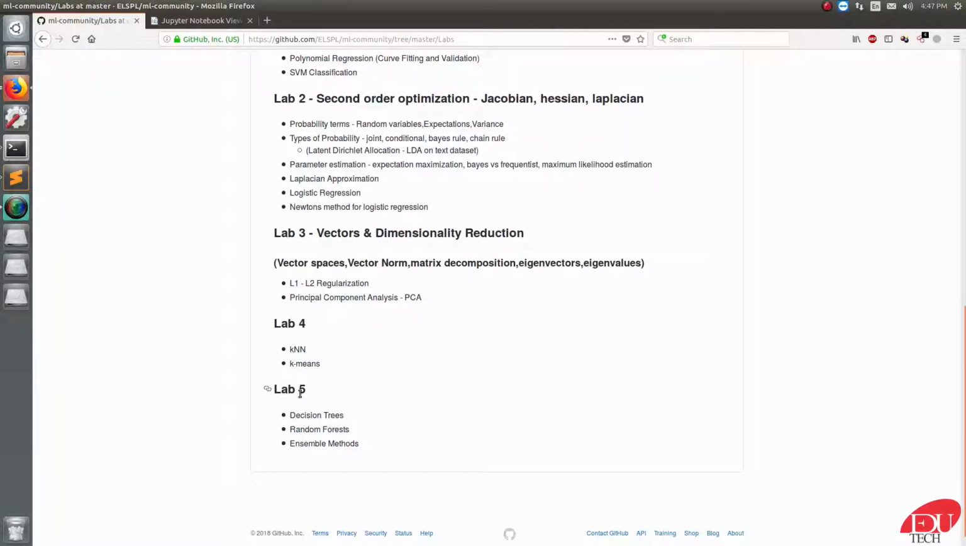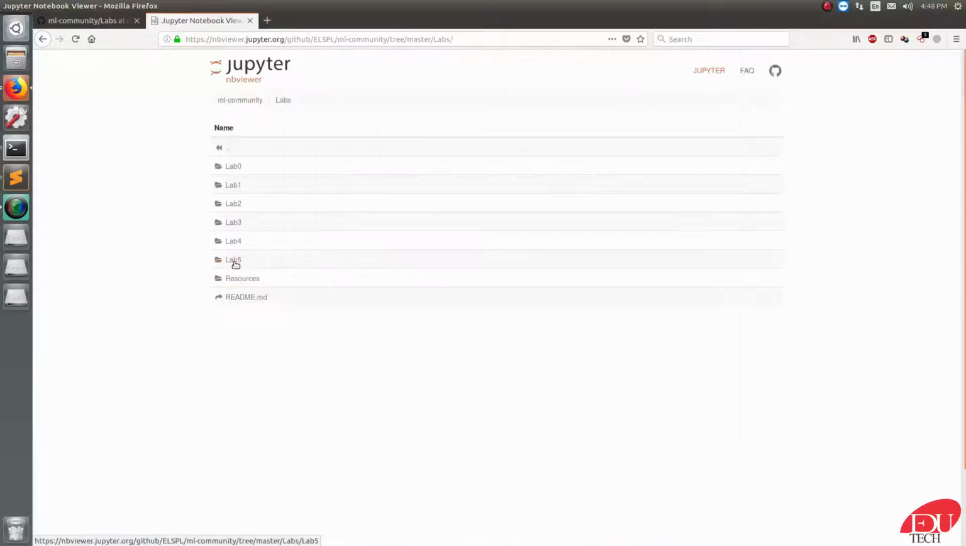Lab 5 covers one of the most popular and most widely used algorithms for classification as well as regression, that's CART, or classification and regression trees, also known as decision trees. Random forests are basically an improvement over decision trees, and random forests are also part of ensemble methods. Ensemble methods is basically combining different models and making a common prediction using all of those. Let's dive into lab 5.